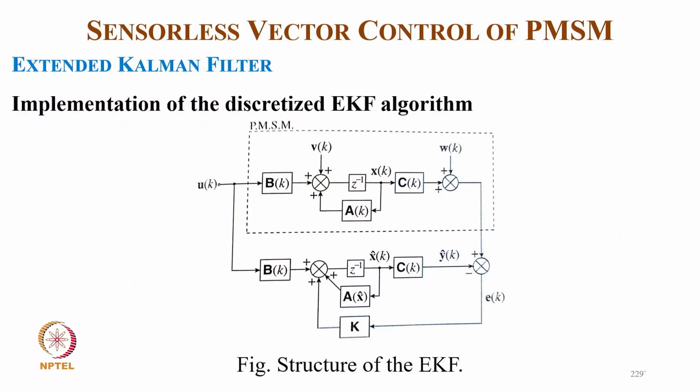This is how it is modeled in the block diagram. So we have UK, and from BK we get the feedback, and we get Z inverse XK. With CK we get YK plus WK, and from feedback in the second block we also add VK, and then with feedback through AK we get again Z inverse XK.